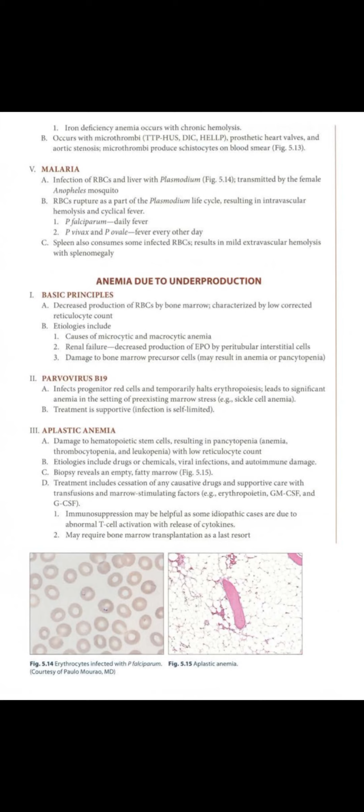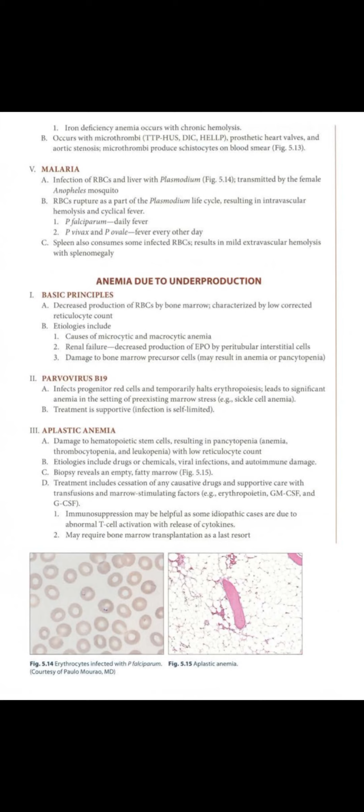Number 5. Malaria. Infection of RBCs and liver with Plasmodium, transmitted by the female Anopheles mosquito. RBCs rupture as a part of the Plasmodium life cycle, resulting in intravascular hemolysis and cyclical fever. P. falciparum causes daily fever, P. vivax and P. ovale fever every other day. Spleen also consumes some infected RBCs, resulting in mild extravascular hemolysis with splenomegaly.